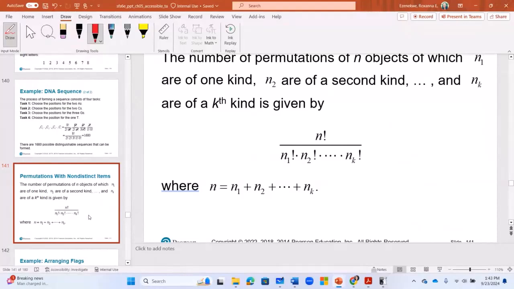Is the difference between combination and permutation. Remember, in combination, we said, well, let's go to permutation.